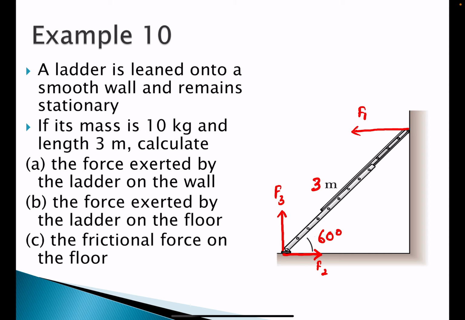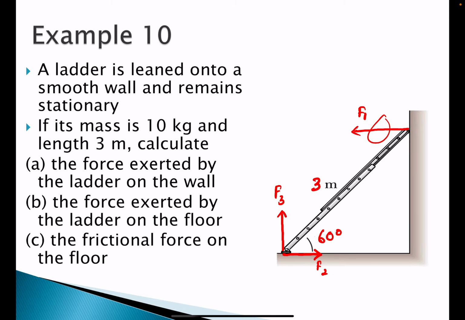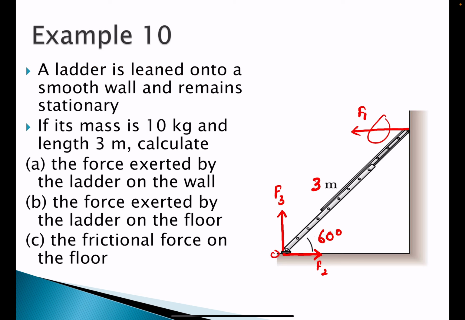Since the wall is smooth, the only force on the ladder at the wall is the normal force, which is F1. So F1 is the normal force. Now, taking torque about O, this point here.